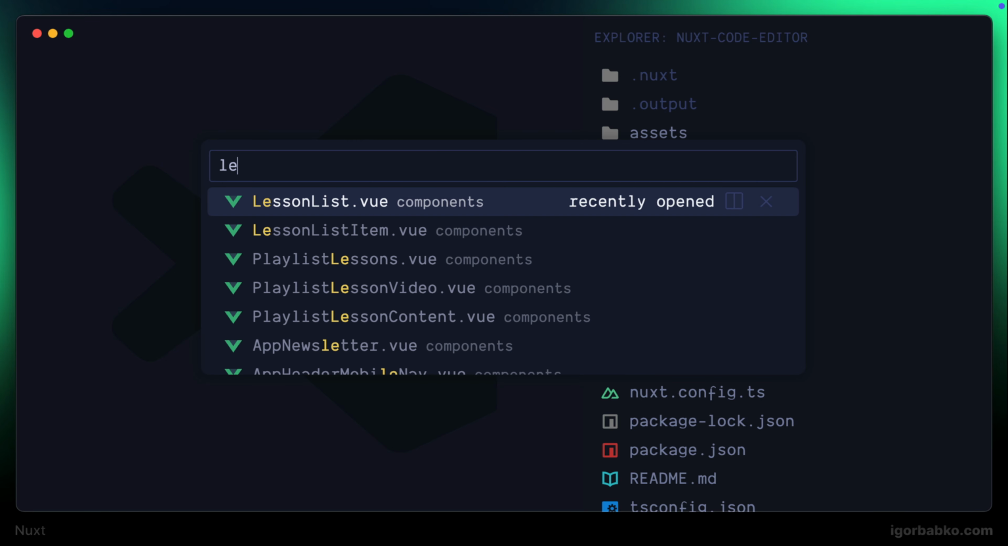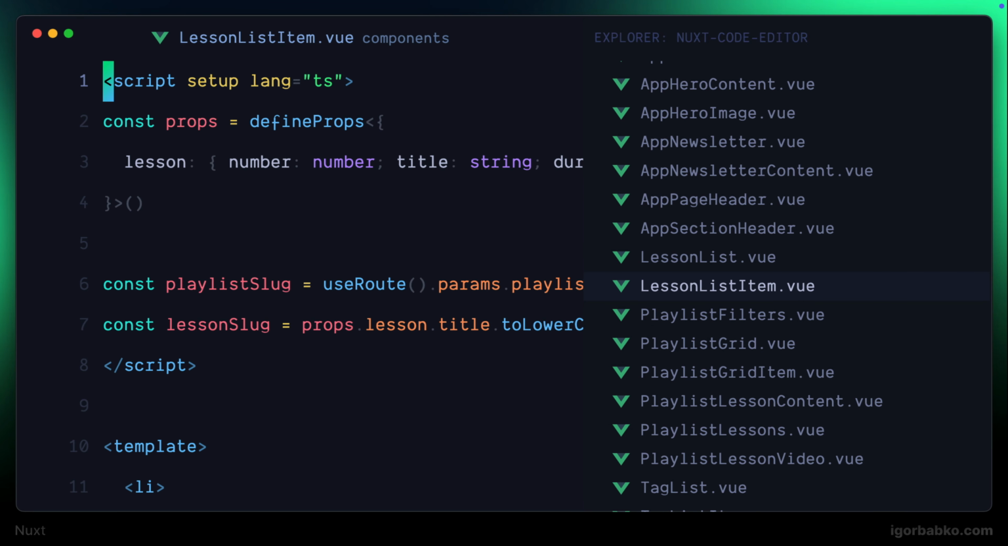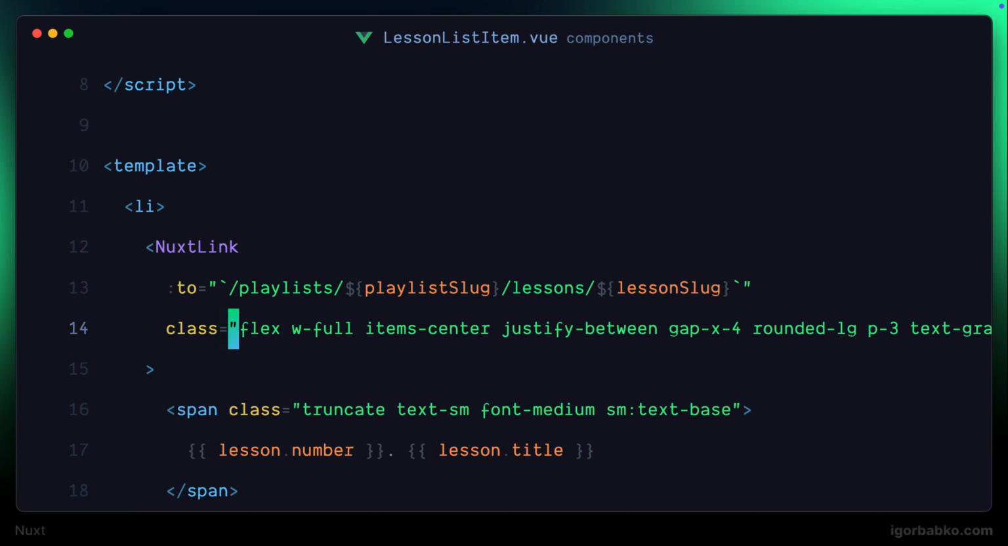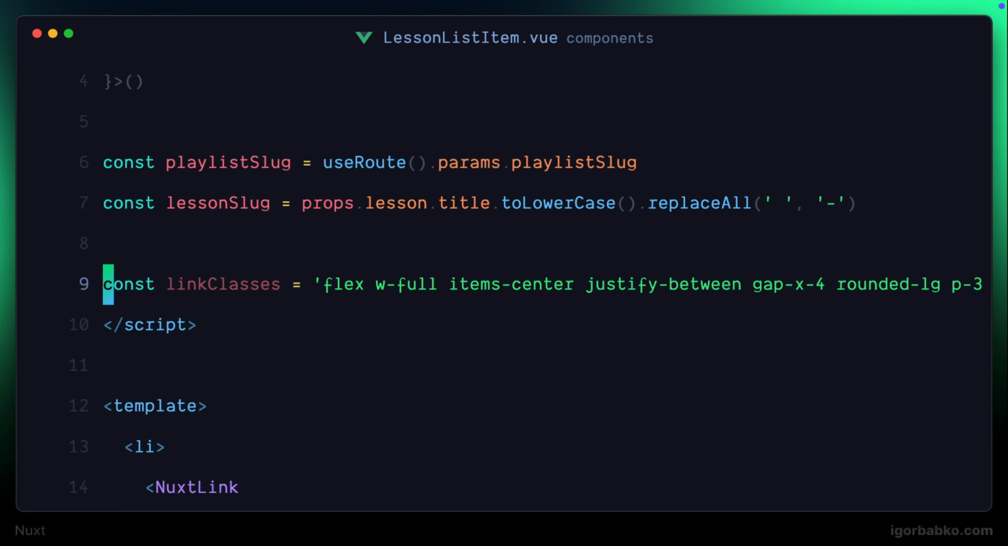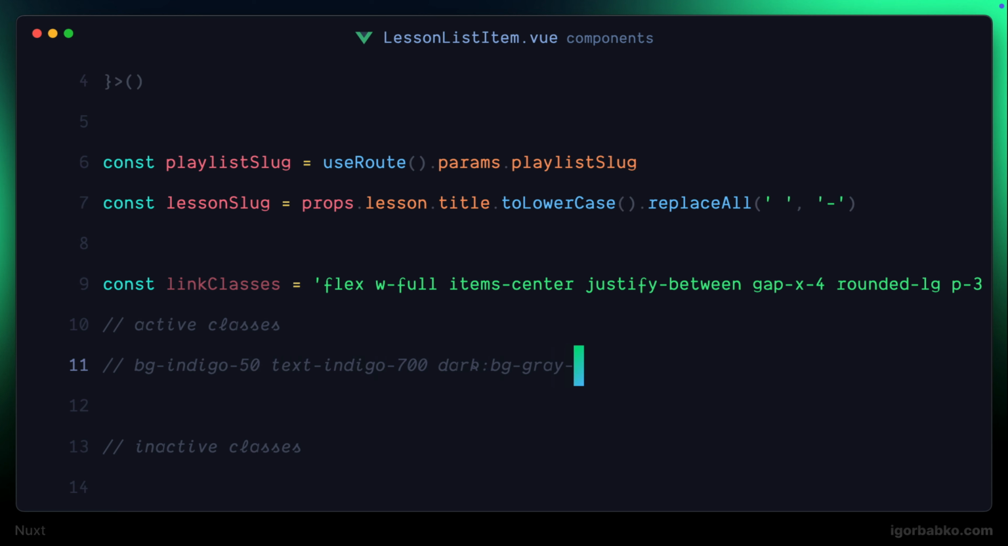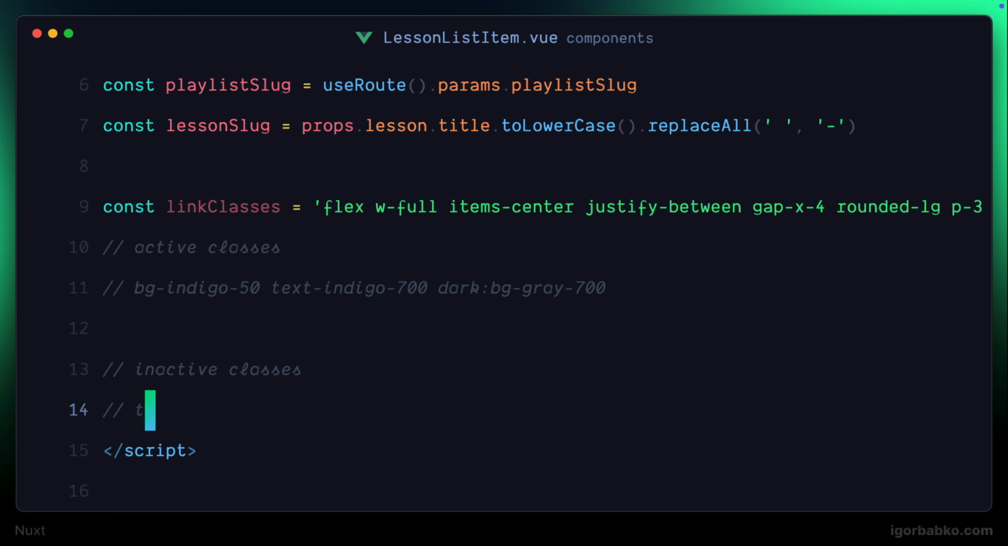I'm going to open it up in the editor, and right here, first of all, I'm going to extract all the classes of this list item in a separate constant right here. And now let's decide which specific classes we're going to apply to the list item when it should be active and when it should be inactive. I'm going to add these classes right here.